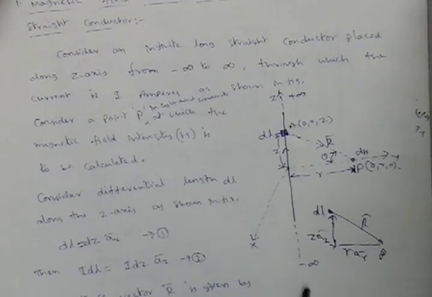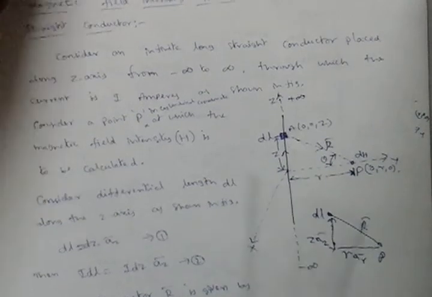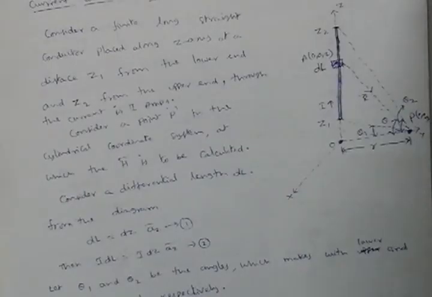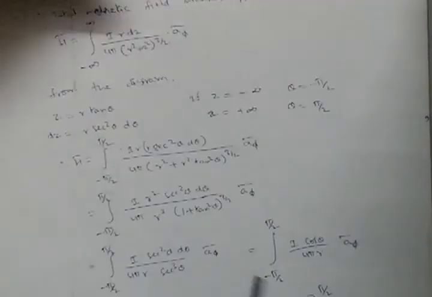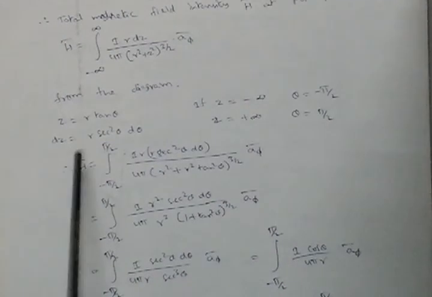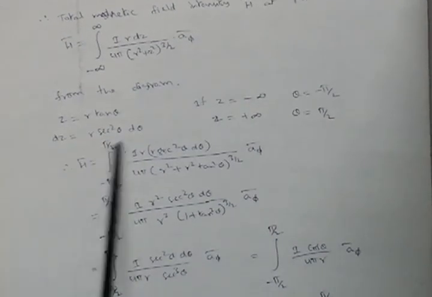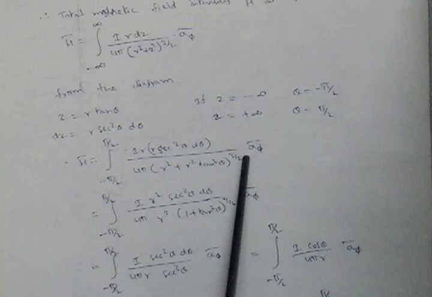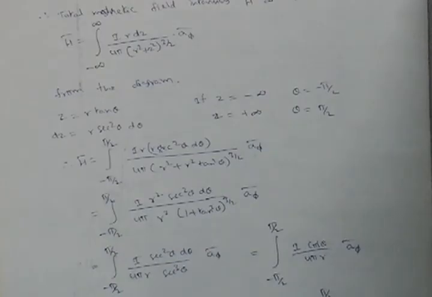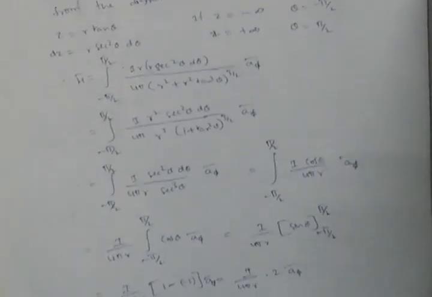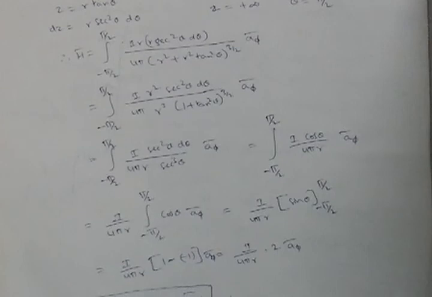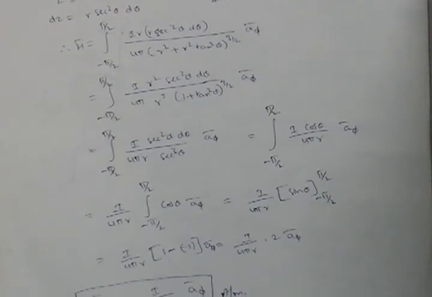When Z is equal to minus infinity, then that is minus pi by 2. So Z is equal to R tan theta, dz is equal to R secant square theta. Substitute this entire thing in this equation, then you will get H bar is equal to this. Once again, further simplifying, finally we will get H bar is equal to I divided by 2 pi R into A phi bar ampere per meter.